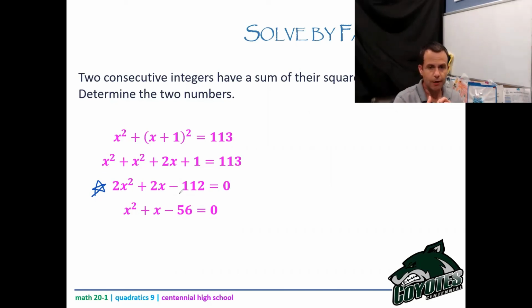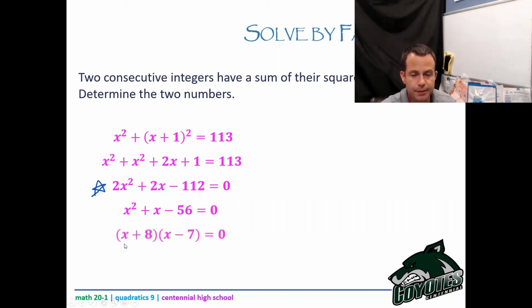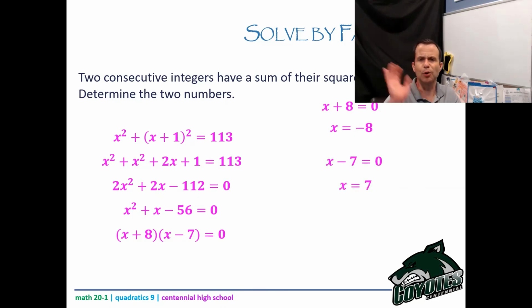Okay. All right. So I'm looking at x squared plus x minus 56, and I need to factor it. So I need two numbers that multiply together to give me negative 56 and add together to give me 1. So that would be 8 and negative 7. So I've got x plus 8 and x minus 7. That's now the zero product principle that you're all coming to know and love dearly. So x plus 8 equals 0 and x equals negative 8, or x minus 7 equals 0 and x equals positive 7.